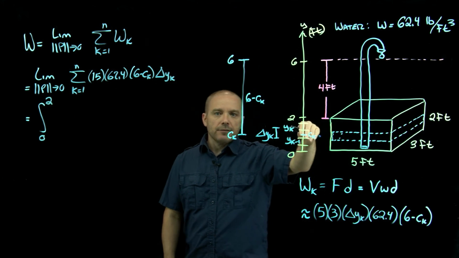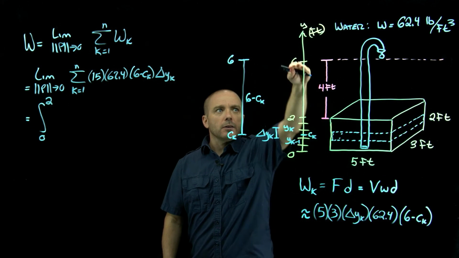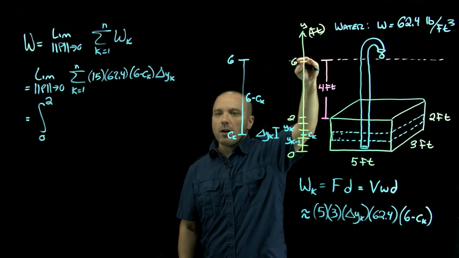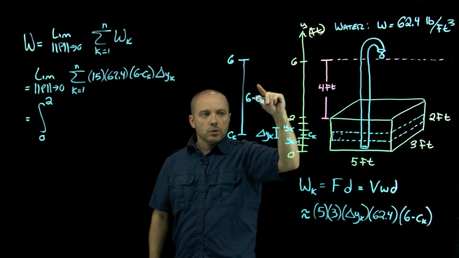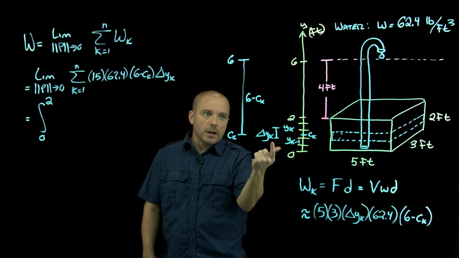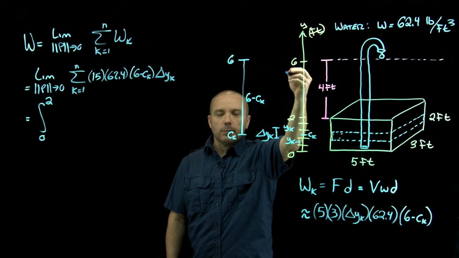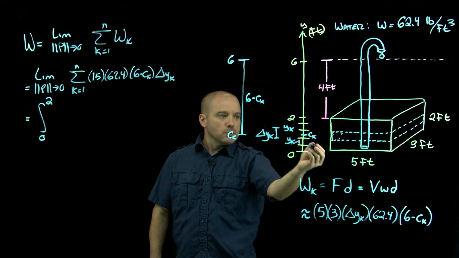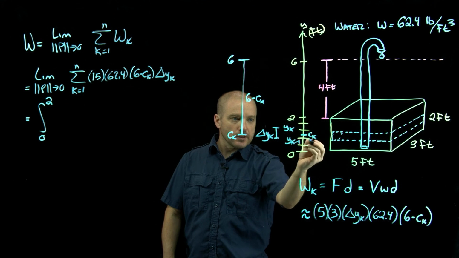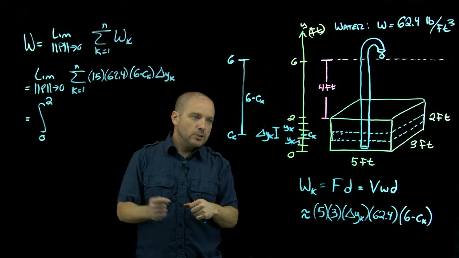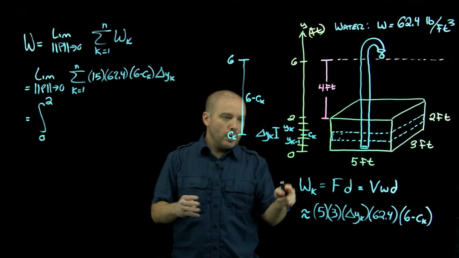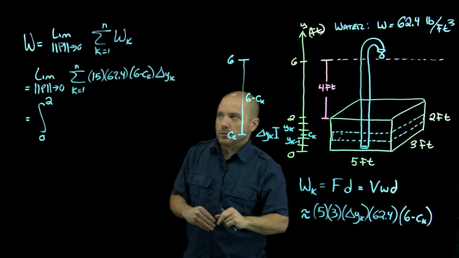One of the questions I often get is, how do I know that I'm not integrating up to 6? I'm lifting all that stuff up to 6, so maybe I should integrate up to 6. Just ask yourself what got partitioned, what got sliced up. There's nothing being sliced up here, right? It's just the water that's getting sliced, so that's our partition from 0 to 2. That's your limits of integration. There should be no question once you have the partition drawn.